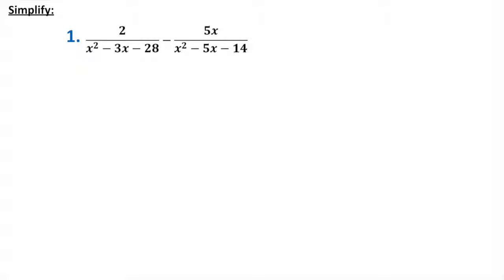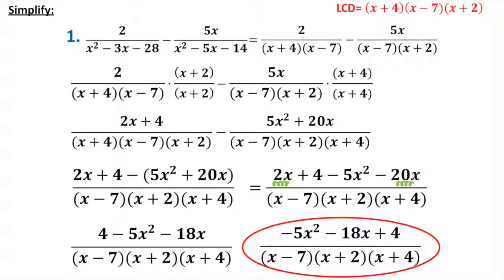Go ahead and try this one. After you've obtained your answer, come on back and push play. Check your answers here. All right, so same thing on this one. We wanted to find the lowest common denominator. See what we're missing. If you look at these two, I've got an x plus 4 and x minus 7. I'm missing the x plus 2. That's why we multiply top and bottom by that. On this one, I've got an x minus 7 and an x plus 2. I'm missing my x plus 4, so I multiply top and bottom by that one.